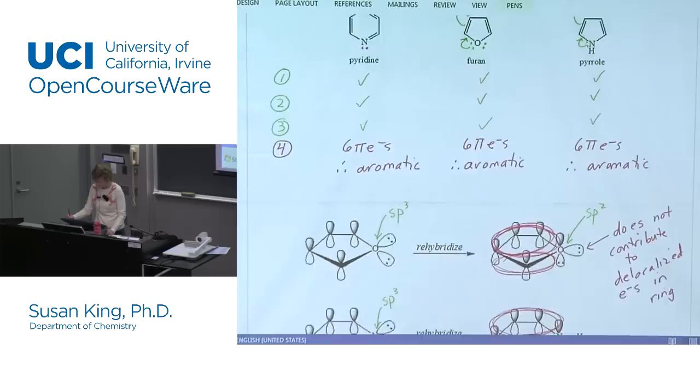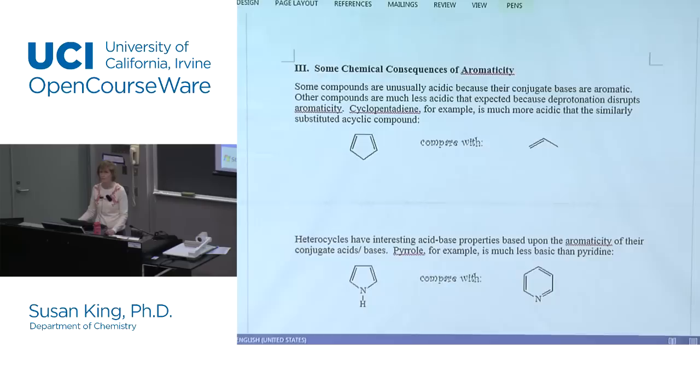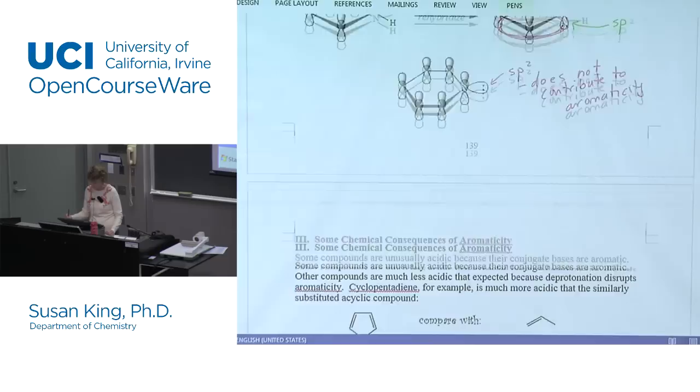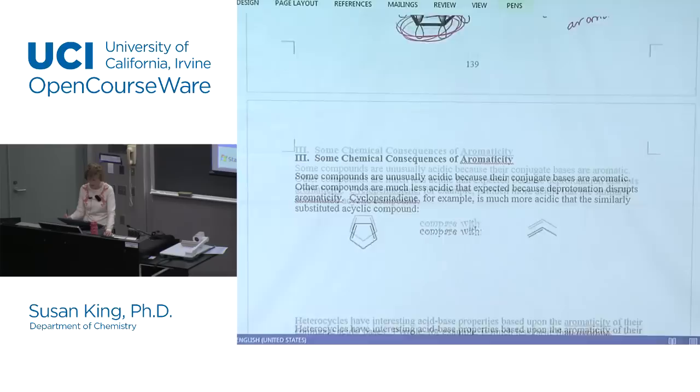Some chemical consequences of aromaticity. Pyridine? Yeah, go ahead and throw that in there. You guys want me to draw that? I love doing that with this pen. This is fun. Let's do that. How about that? Okay. All right. Chemical consequences of aromaticity.